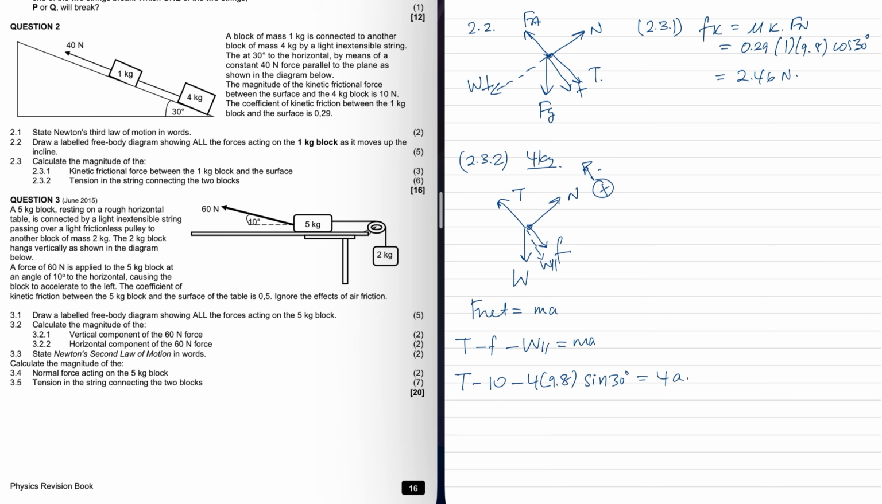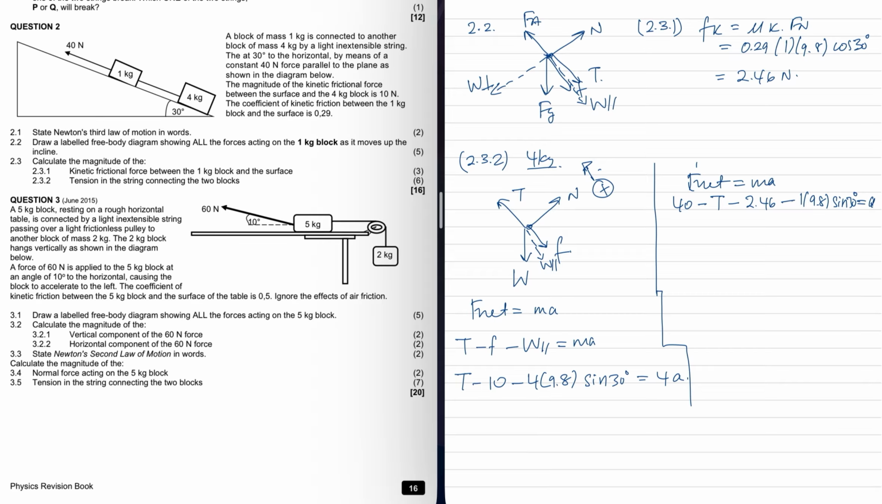Now for the other block, for the 1 kilogram block, we have the free body diagram. And so we can say F net equals ma: the force applied, which is 40, minus the tension, which we don't know, minus the friction, so 2,46, and minus, there's also W parallel down here. So W parallel is going to be mg, so 1 times 9,8 times sine 30, and that's going to equal 1a. So mass is 1 and then 1a, so that's a.